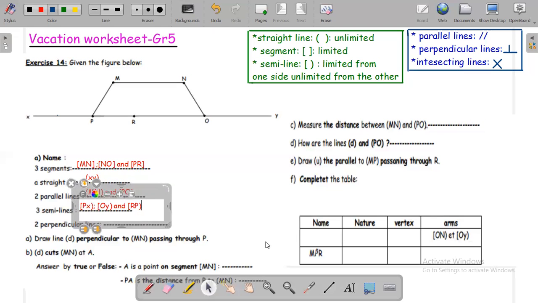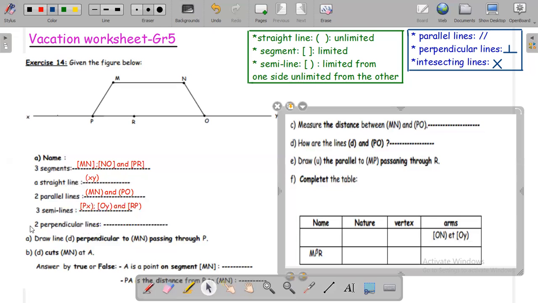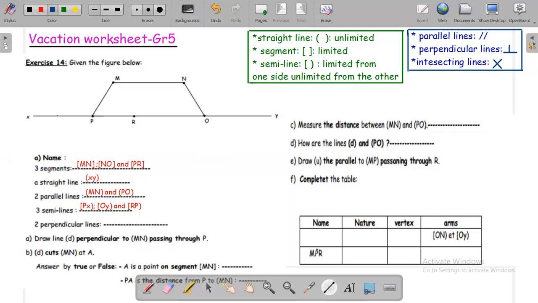Now, name two perpendicular lines. Look at the figure. Do we have perpendicular lines? No. So we have to cross out this part. We don't have perpendicular lines. Now part B.